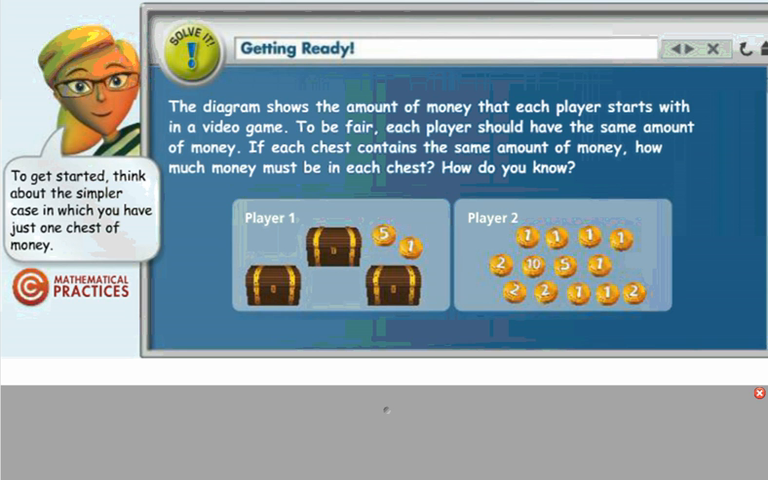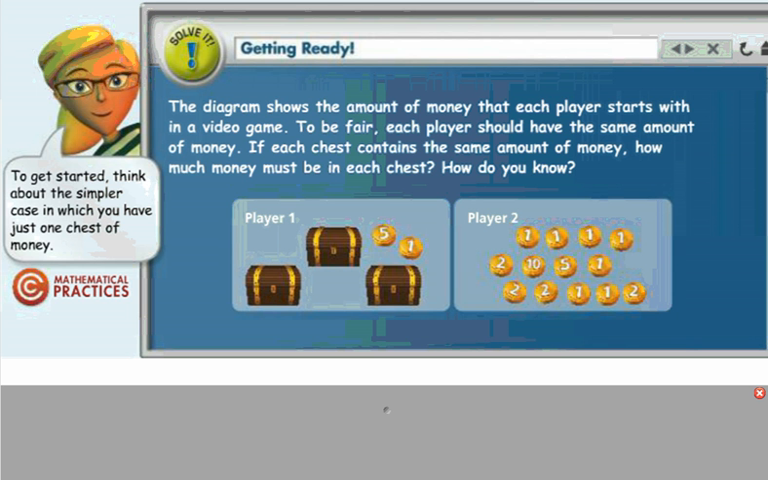Hi there. Have you ever been presented with a problem like this one right here, where it's a situation that you might never, ever come across in your real life, but it could happen at some point? Well, this situation says the diagram below shows the amount of money that each player starts with in a video game, and they're coins and treasure chests. To be fair, each player should have the same amount of money.